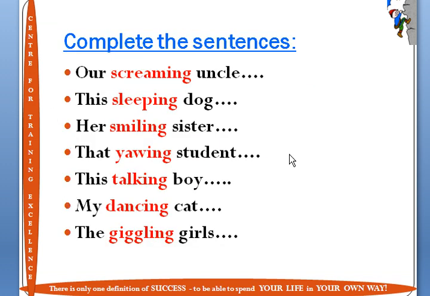Look at these incomplete sentences. Our screaming uncle. Here, screaming tells us more about the noun uncle. So screaming here is an adjective. This sleeping dog. Here, sleeping tells us more about the dog. So here, sleeping is an adjective. Now, complete these sentences using suitable verbs and the rest of the sentence.